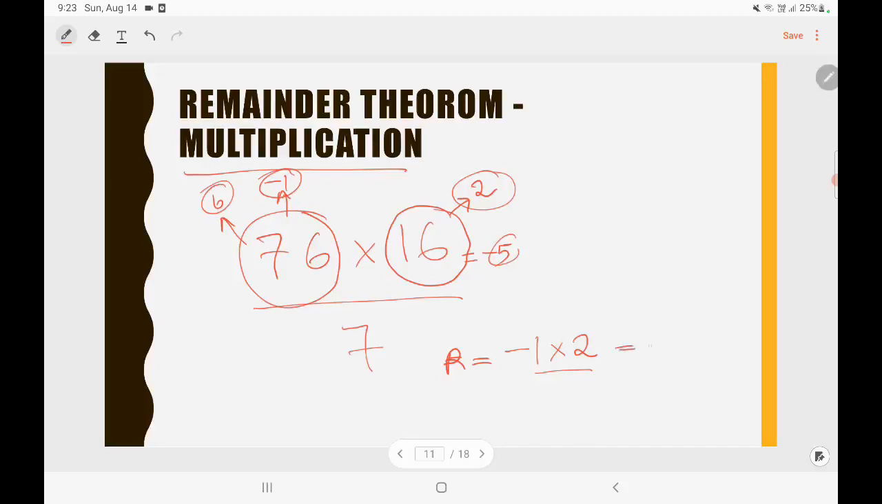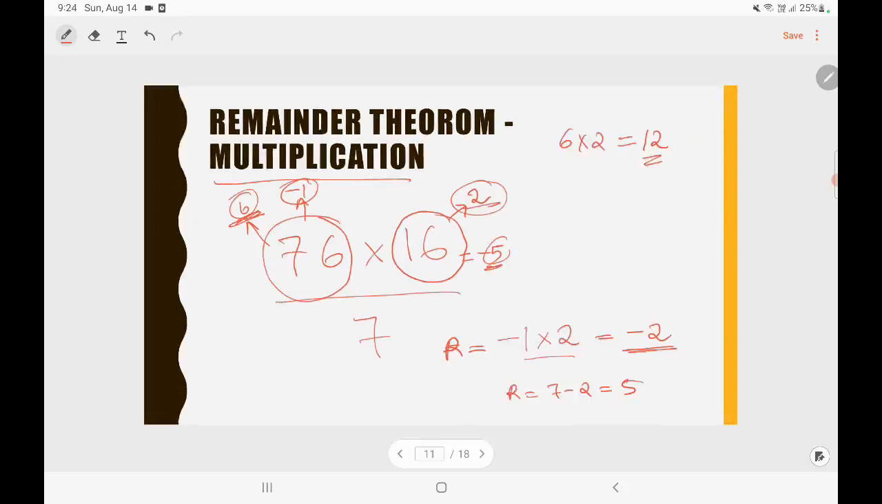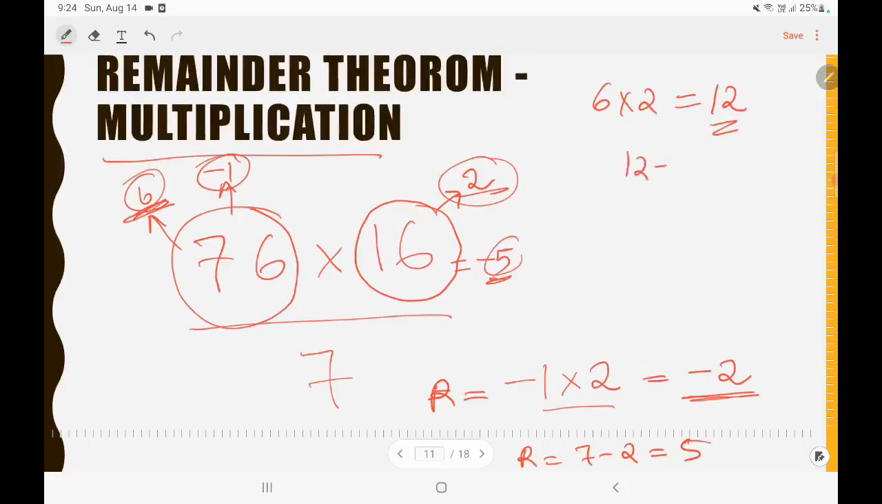So here the remainder is equal to minus 2. This is the negative remainder. So the actual remainder is 7 minus 2, which is equal to 5. Even if you take 6 and 2, you will get 6 into 2 is equal to 12. Then you need to subtract 7 from 12. So 12 minus 7 is equal to 5. 5 is the remainder. So even if you do it either way, you will get the same remainder.